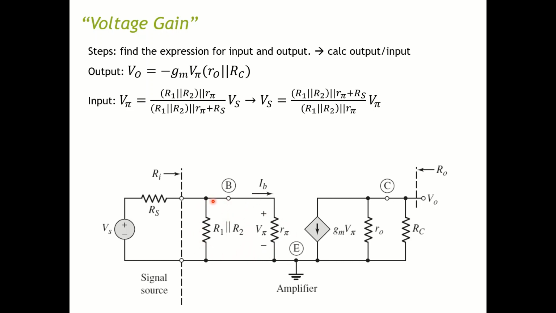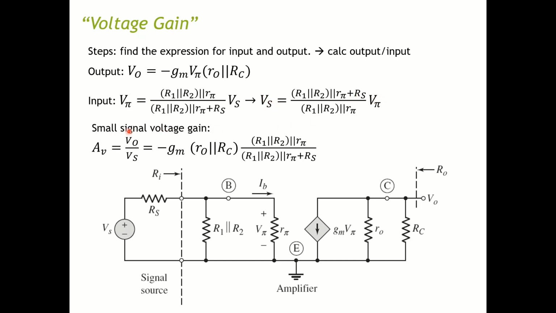It's equal to R1 parallel R2, which is this one parallel with this one. So you have R1 and R2 in parallel, and you parallel one more with R pi. Then you use the voltage divider rule to figure out the relationship between V pi and Vs. Then you can calculate what Vs is, and finally you get the signal gain. You do the division of VO over Vs, then you have the expression for your voltage gain.